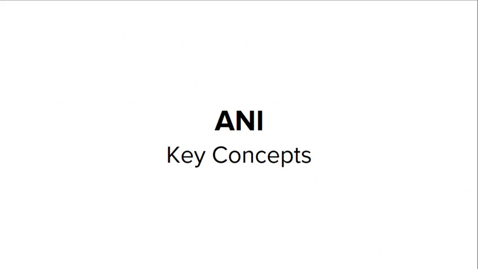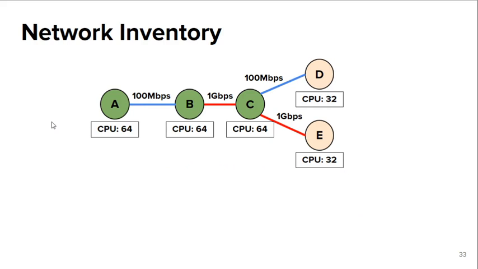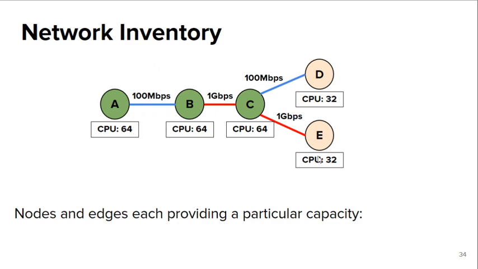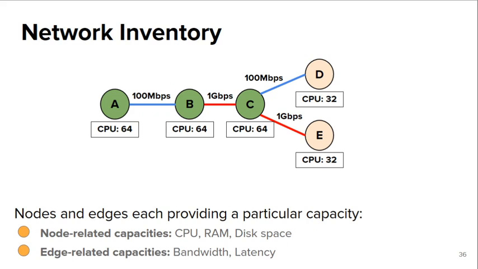Now, I am going to be more concrete regarding the ANI component, key concepts, the generation of a logical network inventory, and so on. We need to consider two basic definitions, network inventory and a network service. Network infrastructure resources are represented in the form of a network inventory. A network inventory may comprise node and edge, each providing a particular capacity. Examples of node-related capacity are the number of CPU, the amount of RAM, the amount of disk space, etc. Examples of the link-related capacity include bandwidth characteristics and latency characteristics.